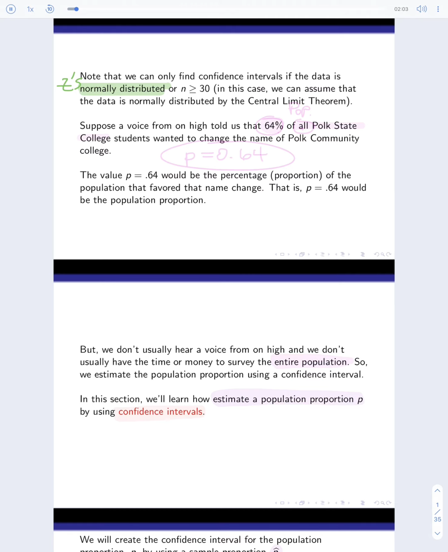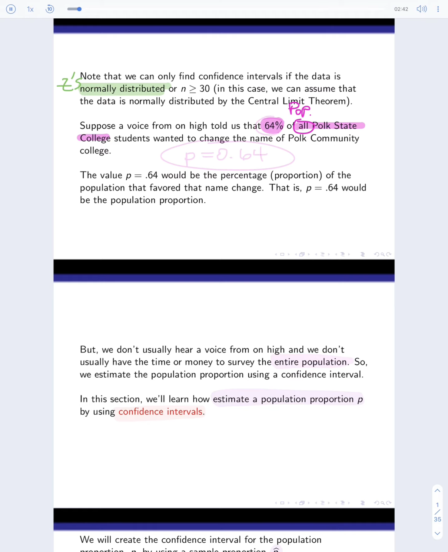Probability, proportion, percentage. So if we look at this, suppose a voice from on high told us that 64% of all Polk State College students wanted to change the name of Polk State College to Polk Community College. Now the key here is they're talking about all Polk State College students, and that's a probability or a percentage or proportion of all the students. We've talked about this before. When you have a probability, proportion, or something for all or everyone, that means an entire population when they use the word all or every.